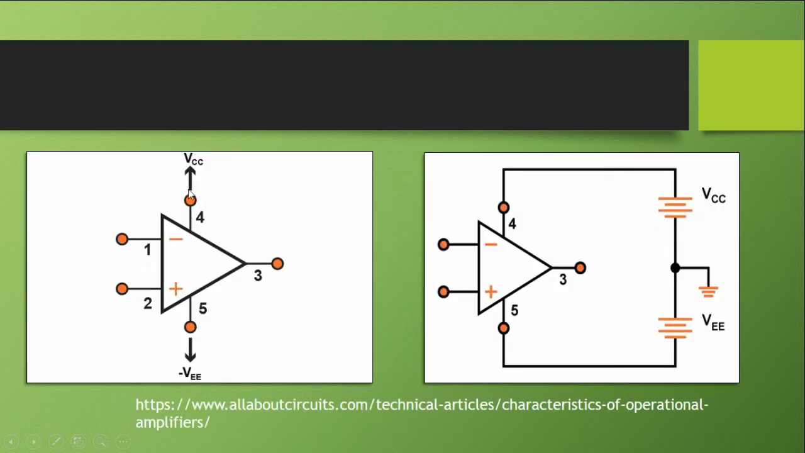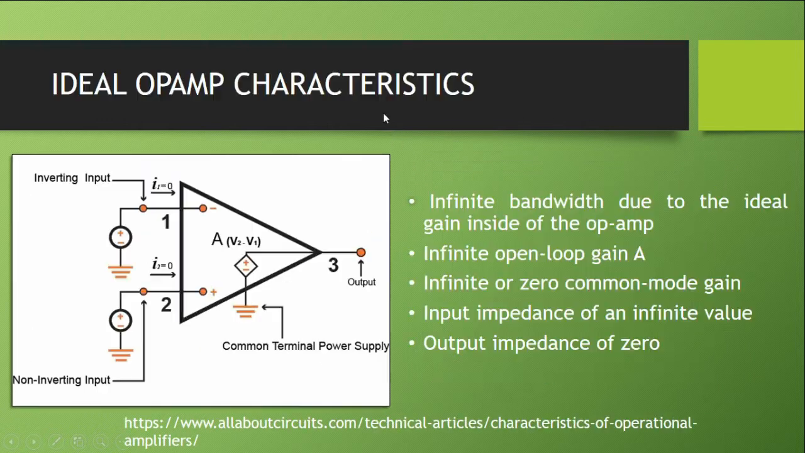And then usually it has two supply voltages, VCC and negative VEE, the positive and the negative voltage supply. This is how we usually connect the voltage sources. Sometimes VCC is equal to VEE. Sometimes it is just VCC and ground. It depends on the op-amp configuration and on the type of op-amp.